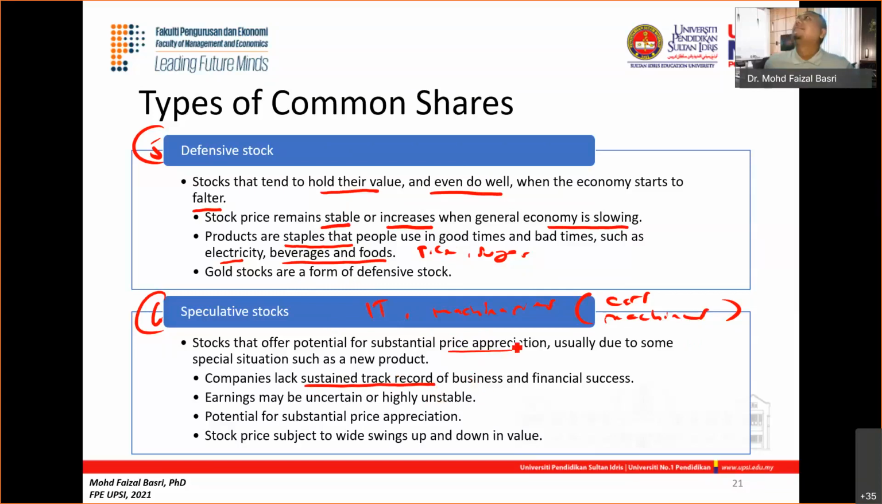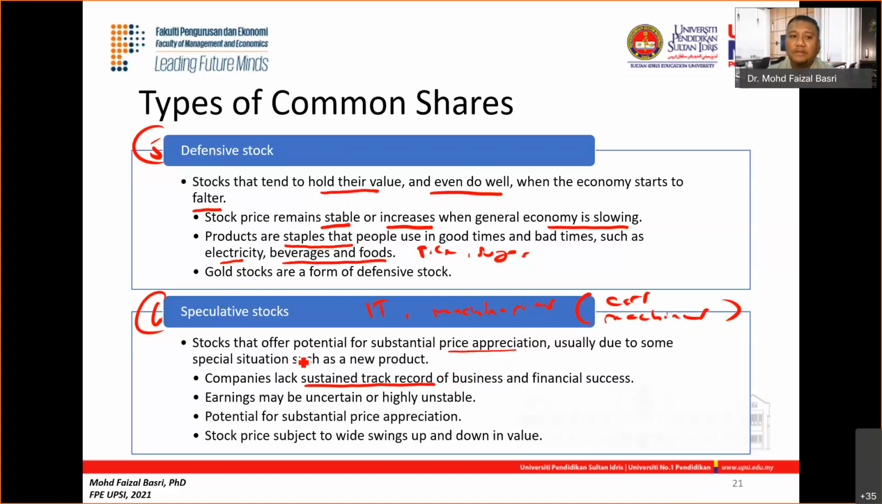Maybe, for example, I don't know the name of the company, but just imagine one company with the launch of a new product in the market. Obviously, if the product is doing well, then we can expect the price to appreciate. However, the next round, if the company doesn't produce new products that are acceptable in the market, the price can depreciate very fast.